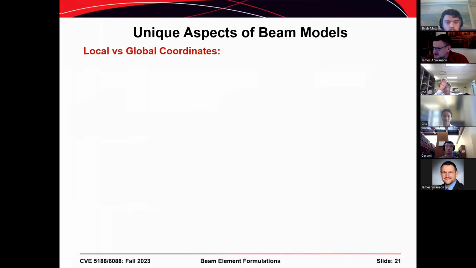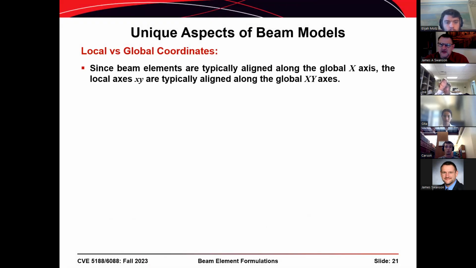So, like I said before, one of the nice things about these beam elements is that we don't have to worry about coordinating between local coordinate systems and global coordinate systems, because unless we're being mean to ourselves, unless we're masochistic, we align the beams parallel to the global x-axis.